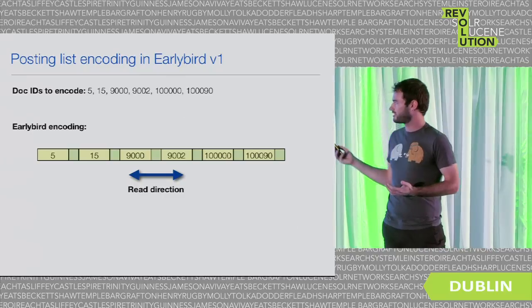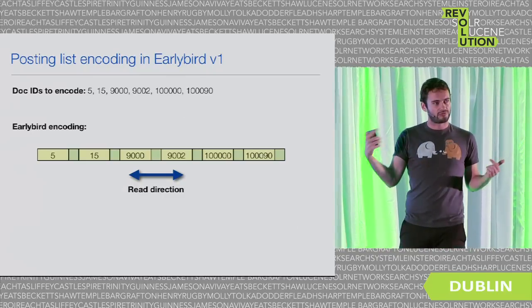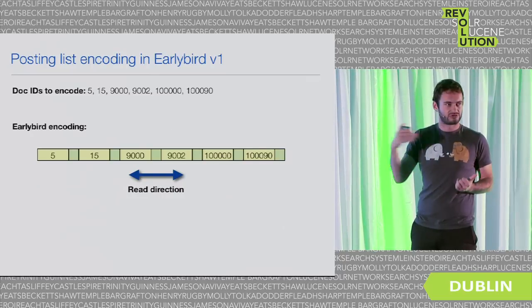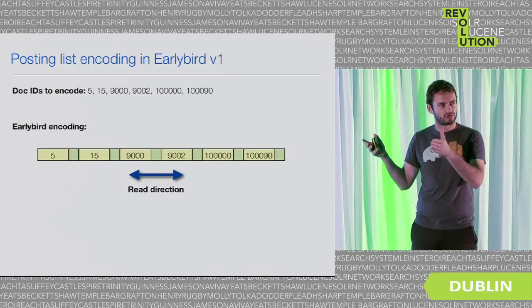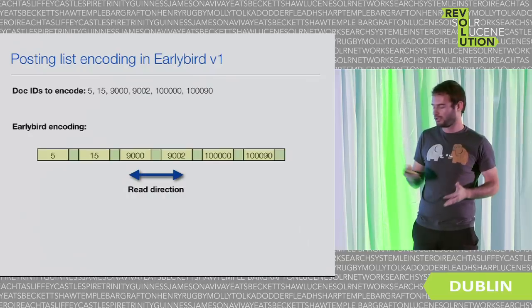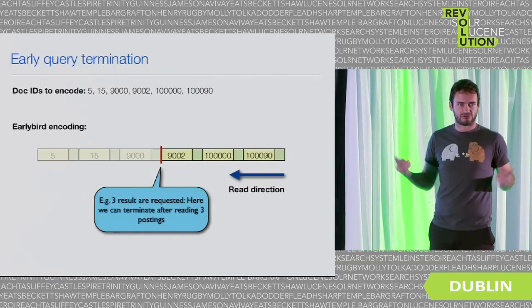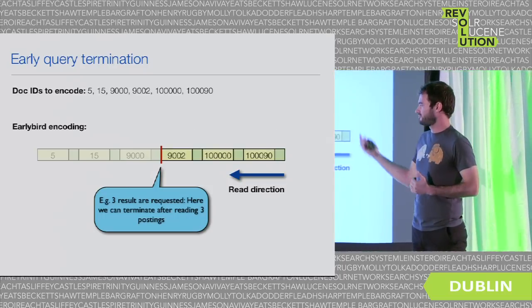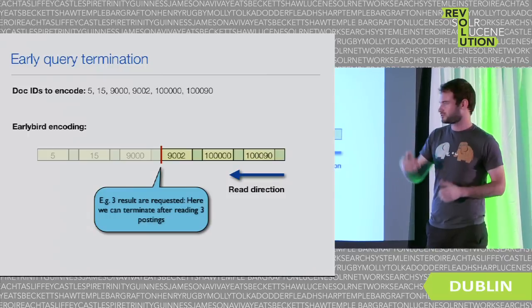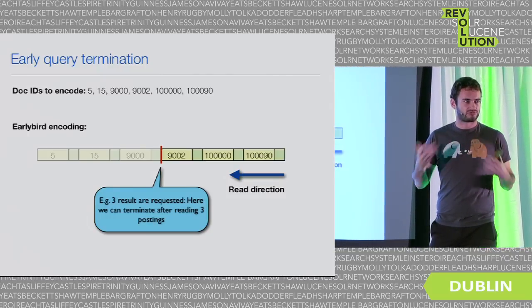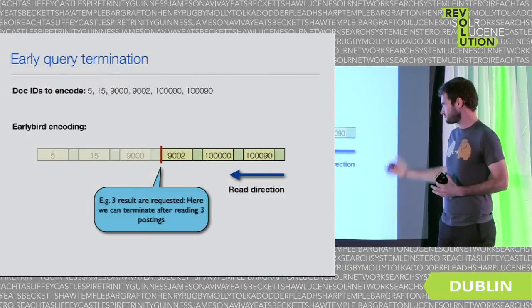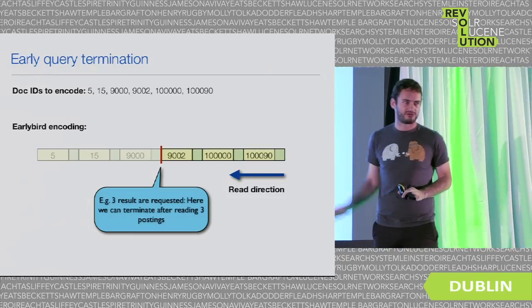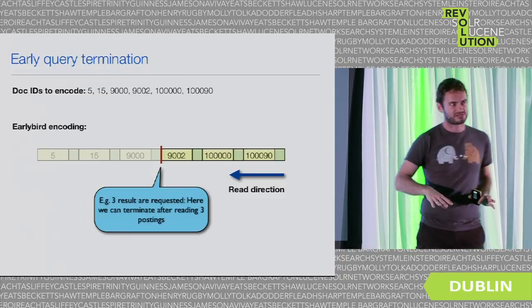Now the cool thing is, because it's so simple, because we don't do delta compression or anything else, you can read this in both directions, right? No posting depends on the previous one, so it's very easy to just decode them in reverse order. So we write them in left to right direction, and we read them in right to left direction. For example, if you want to return 3 search results, you can start searching, and after you found 3 results, you can stop. You can early terminate, and you don't have to look at the rest of the posting list anymore.